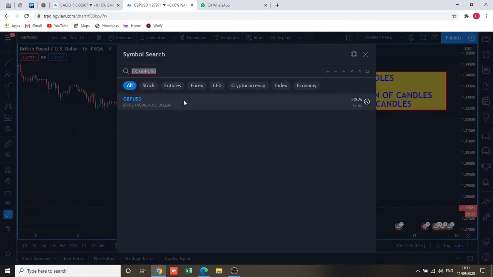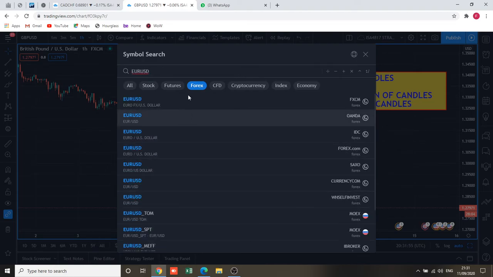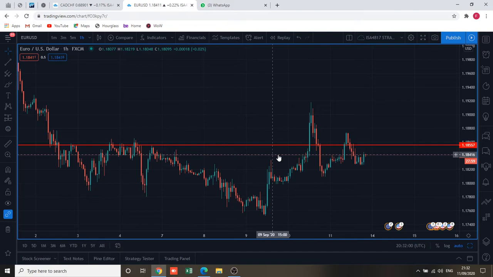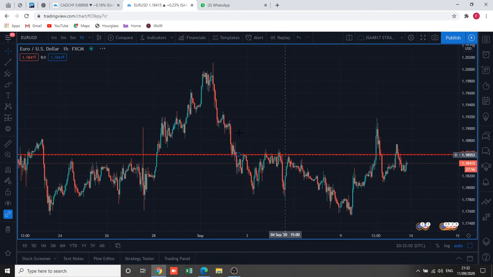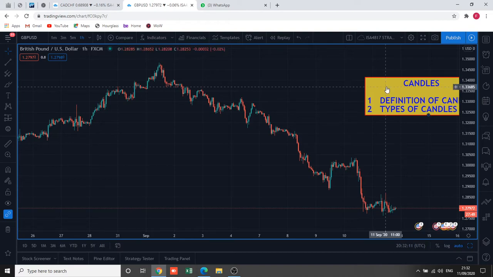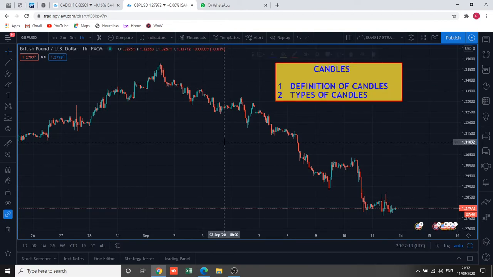I can type as many forex currencies as I want. I can type Euro USD, that is EUR USD, any forex currency I want. Once I type it, you can see it, Euro USD. If I just hit my enter button, the chart will change and bring me to Euro USD. So this is Euro USD. I want to go back to GBP USD, not because of anything, but because I already have this written here. So that is that for the pair.